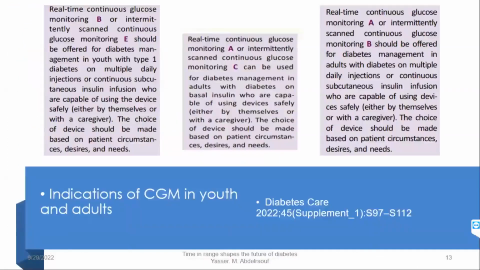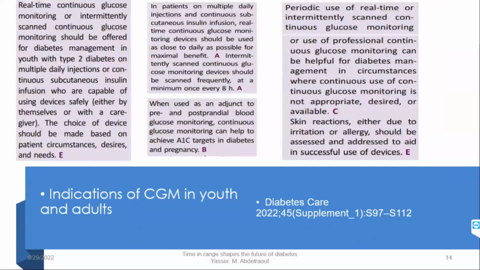These are the indications of continuous glucose monitoring from the ADA 2022. All patients with type 1 diabetes, either youth or adults, using multiple daily injections of insulin or subcutaneous insulin infusion should be on continuous glucose monitoring, while patients with type 2 diabetes who are using basal insulin can be offered continuous glucose monitoring. Type 2 diabetes on multiple daily injections of insulin or a subcutaneous insulin infusion pump should use continuous glucose monitoring, and the device should be active most of the time to get proper data.